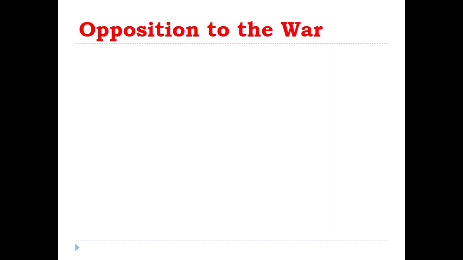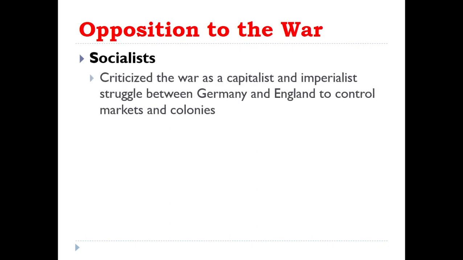And many different groups had reasons to be against the war. The first group in that chart there was socialists. Socialists are people that believe things should be distributed evenly by the government. They're against the idea of capitalism. They think it creates a few people who are very rich and most people who have nothing. They are saying this war is a capitalist imperialist struggle between countries like Germany and England. They want control of markets and territories. It's got nothing to do with the United States. Let's stay out of it.